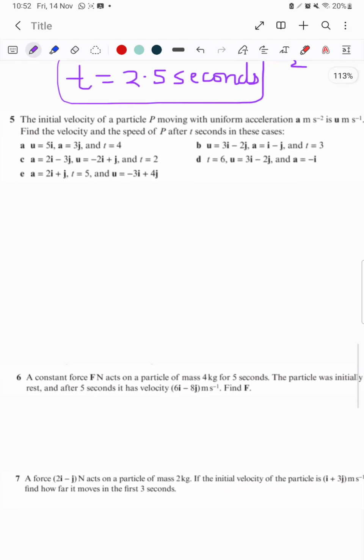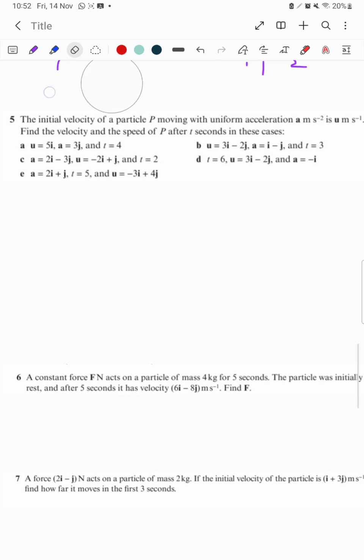Now we have the next question, which is: the initial velocity of the particle P moving with a uniform acceleration a is u meters per second. Find the velocity and the speed of the particle after t seconds, if u is given, a is given, and t is given. We have to find the velocity, that is the final velocity. So v is equal to u plus at.